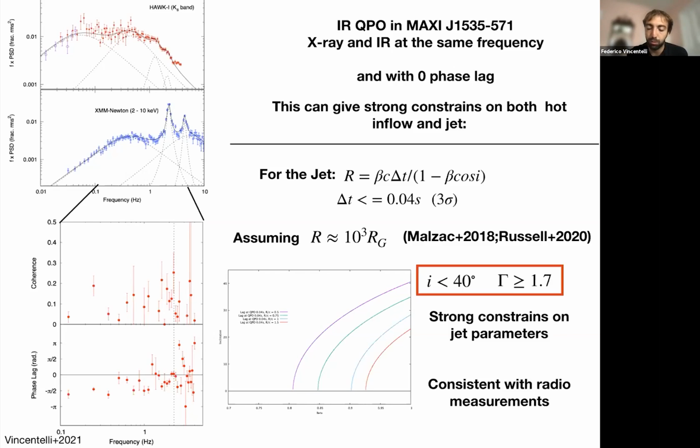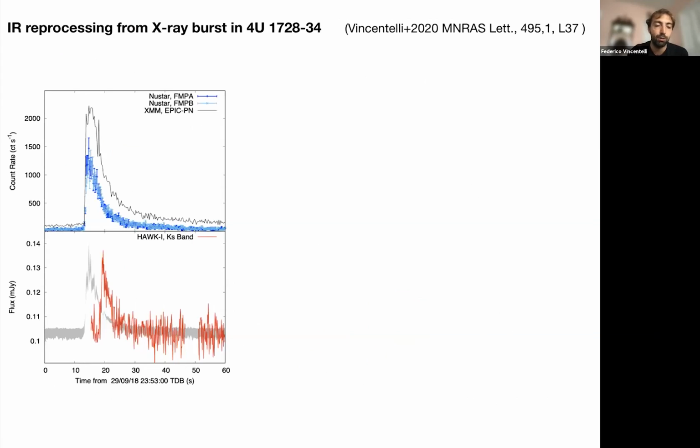Last thing I want to show is about a neutron star, because as you can see, we find very interesting results on jets and black holes, and we are trying to also find them in neutron stars. We didn't find fast infrared variability from a jet yet, but in the meantime, we managed to observe the infrared counterpart of an X-ray burst for the famous X-ray burster 4U 1728-34.